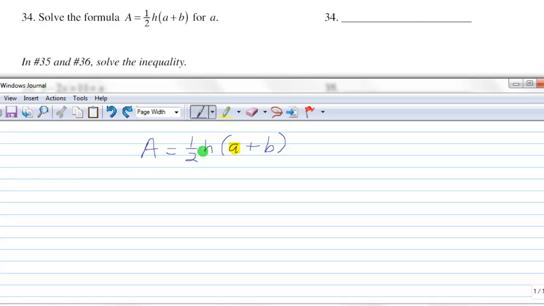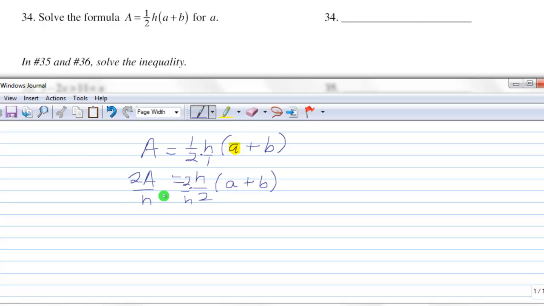Now we have this area formula. Area equals 1/2 H times (A plus B), and we're solving for A. This 1/2 H is the same thing as writing H over 2. So I'm going to do that first because you're going to see that it's easier to move this H over 2 that's multiplied times the parentheses if we just multiply both sides by the reciprocal of that. Flip it. And so that's going to be 2 over H. And you do that to both sides.